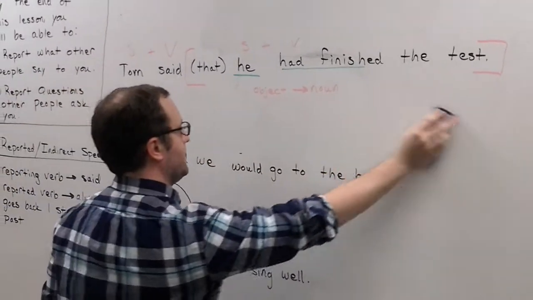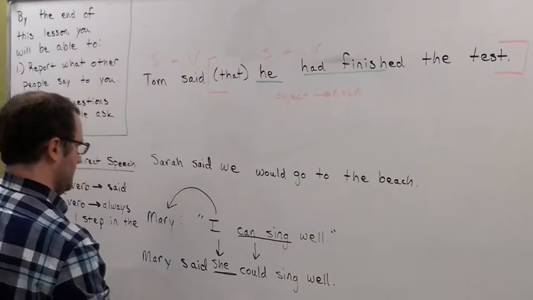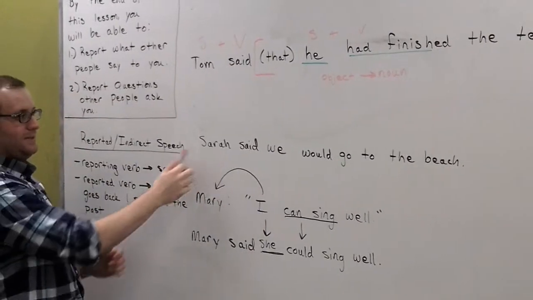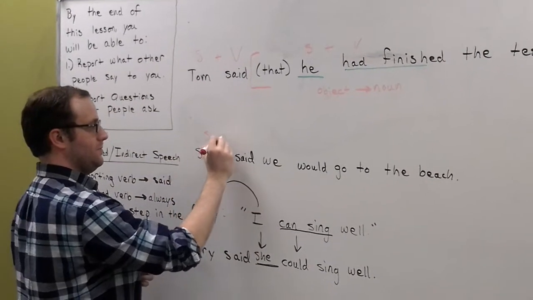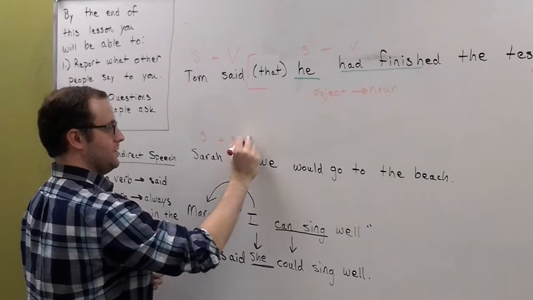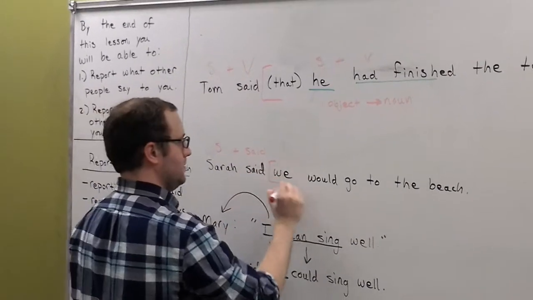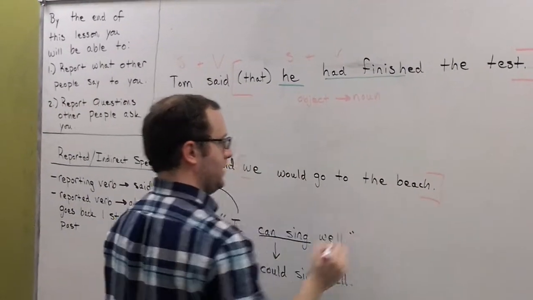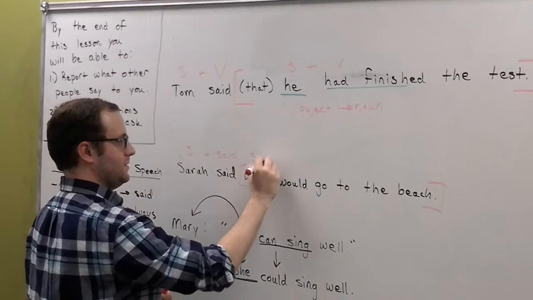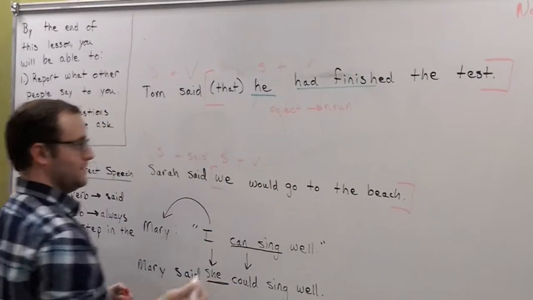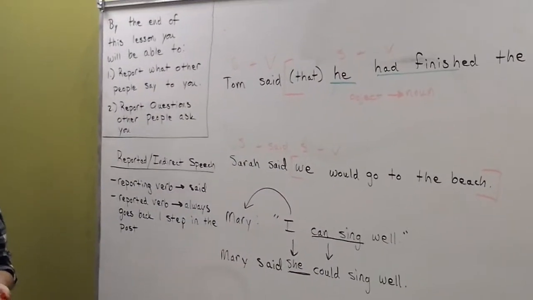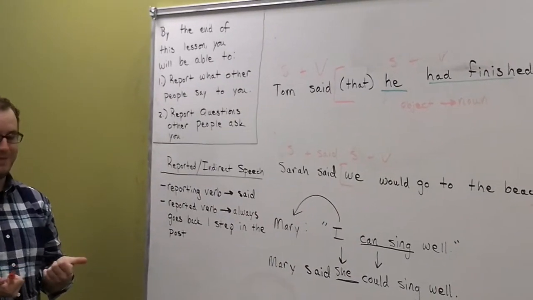So let's take a look here. Our subject, Sarah. What did Sarah do? She said something. We have our noun clause, subject, and verb. Is this reported speech then? Yes. Okay.